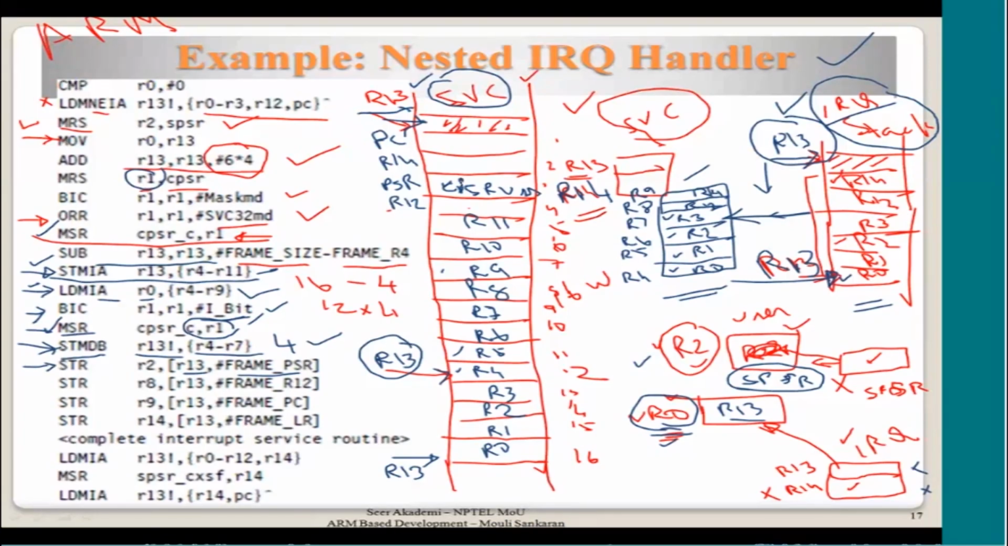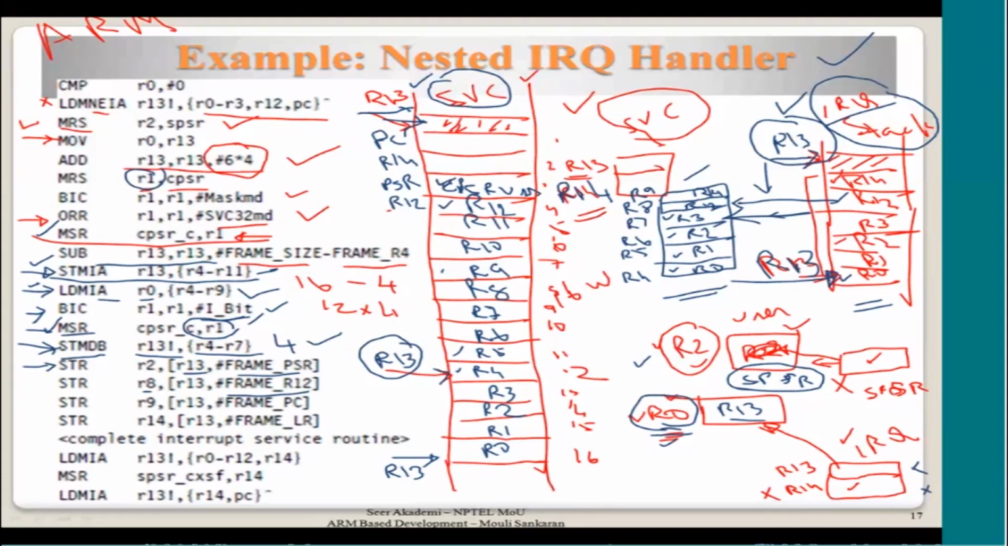Better understand. Now, what is R8? See here, R8 came from this location, agree? R8 came from this location, which was R12 of the user mode. So R8 is copied into frame R12. That means R12 comes back here through the register R8. That is why we are storing R8 in this location. So R12 has come here, and the CPSR value has come here.